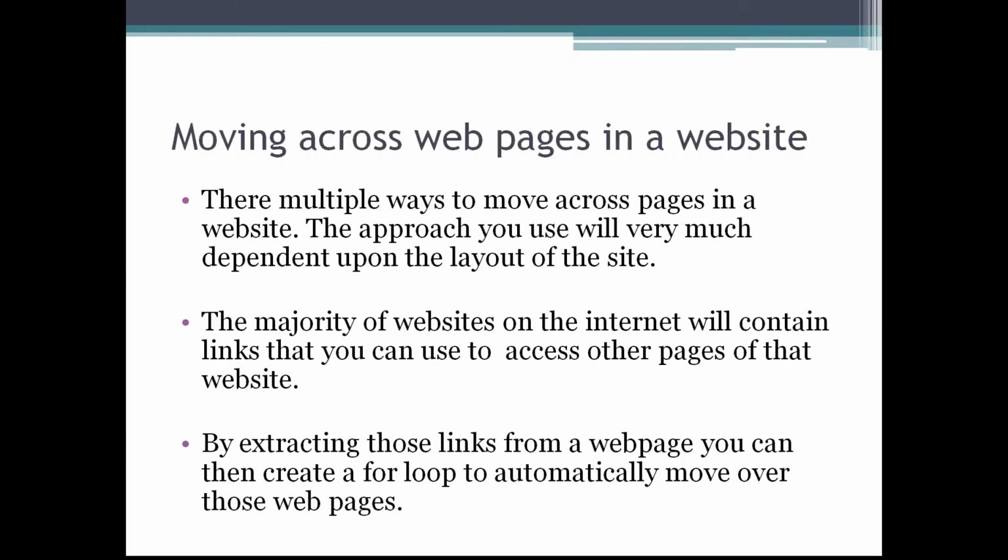So in terms of moving across multiple pages, there are multiple ways to move across multiple pages in a website. The approach that we're going to use today is going to be accessing links off a particular page, because the majority of websites on the internet will contain links that you can use to access other pages. So we're going to extract the links that you can find on a page and then follow those links, by looping over them to automatically move over different web pages.